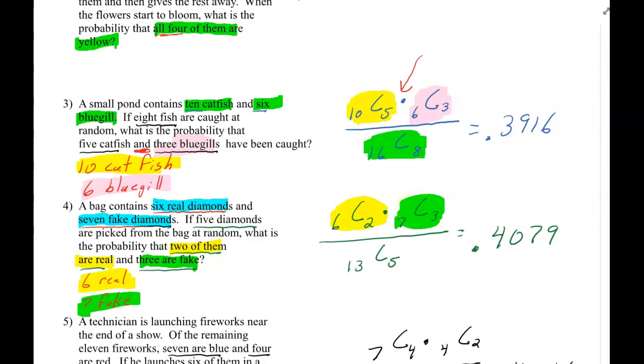The total outcomes would be 13 choose 5, because there were 13 diamonds and you were choosing 5 of them. And when you divide those on your calculator, you get 0.4079. In number 3, the final answer was 0.3916.